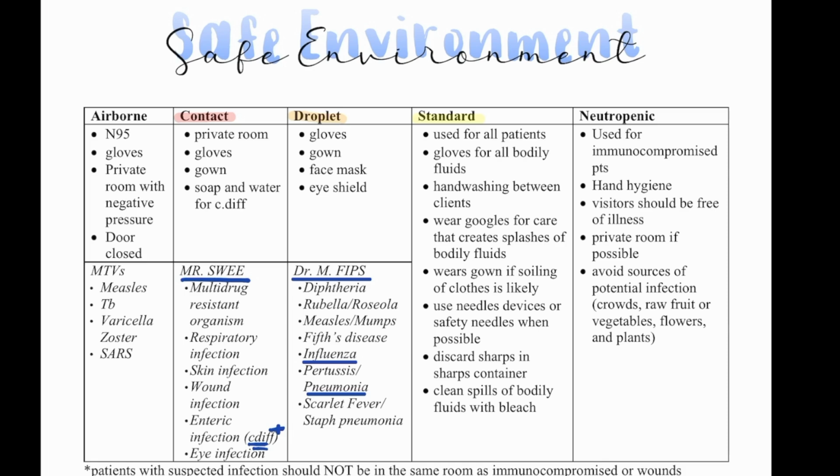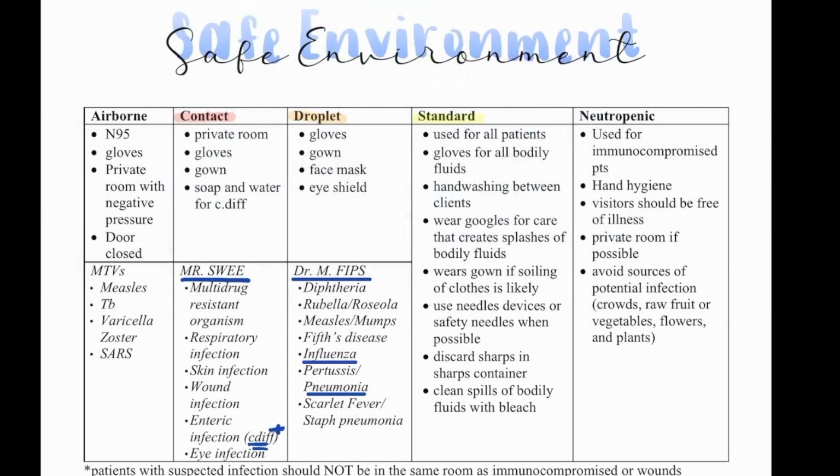So for contact, we want to remember to give the patient a private room. We want to wear gloves, a gown, and again, use soap and water when we leave the room if it's a C. diff patient. The private room is important because these multi-drug resistant organisms, skin infections, and wound infections we can pass from one patient to the next. So we really don't want to do that. We want to make sure these patients have private rooms.